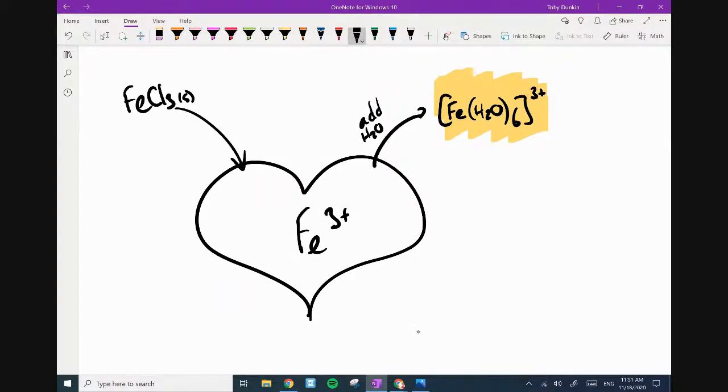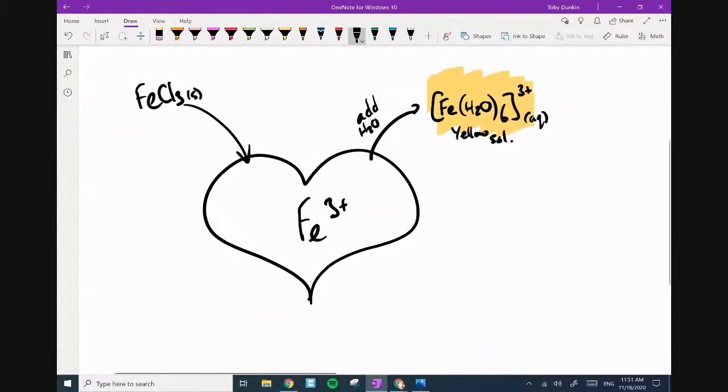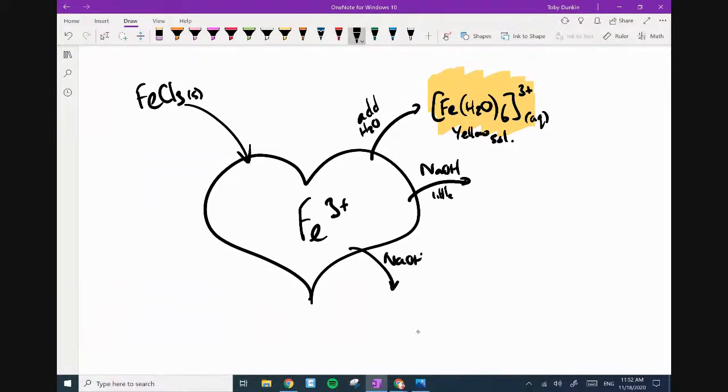Nice to include our state symbol. Reminder again, these key repetitive points. If a transition metal ion complex has a charge, it's going to be aqueous. So this is a yellow solution. Yellow sol. Right, now guys, since we've been doing this now, I want you guys to start taking ownership of this. So the next one is going to be OH minus, sodium hydroxide. I'm going to put NaOH little. I'd like you now to have a go at then doing NaOH excess.